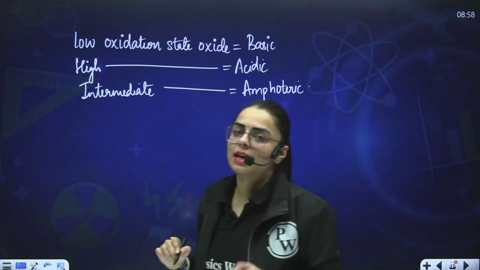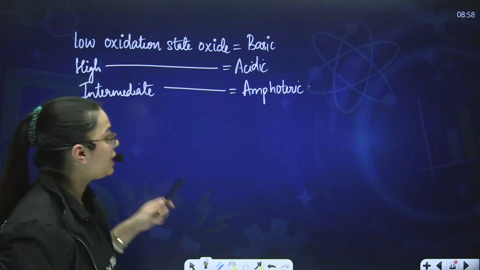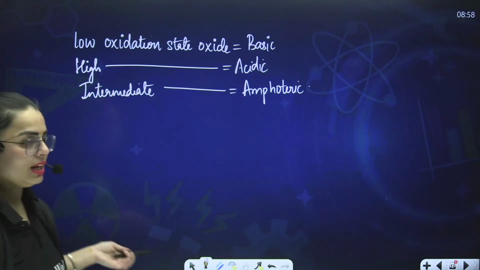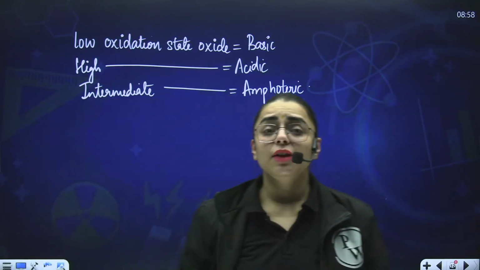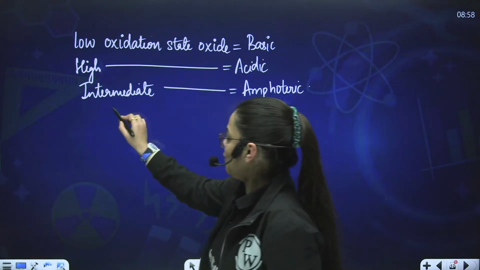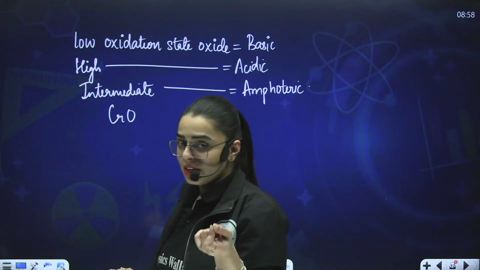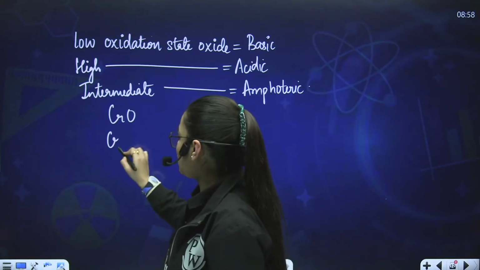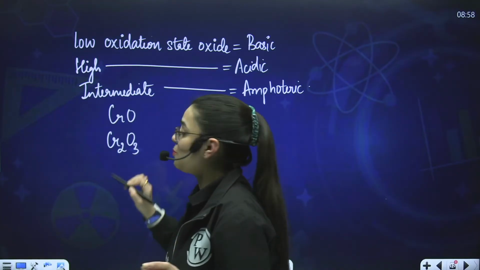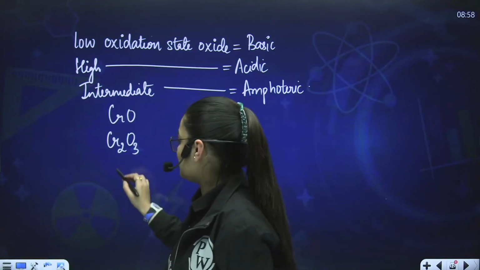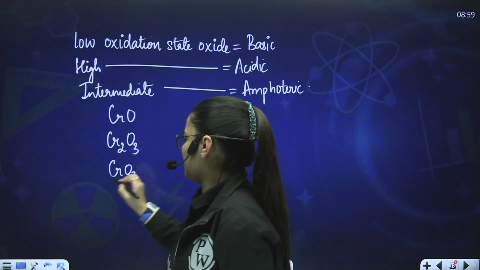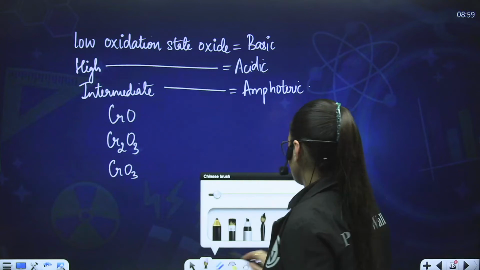Now I am giving you one example, and you will automatically get it. If I talk about variable oxidation states of a certain element, let us see chromium. If I am talking about CrO, the very first, chromium is present in the +2 oxidation state. In Cr2O3, chromium is present in the +3 oxidation state. And in CrO3, chromium is in the +6 oxidation state.